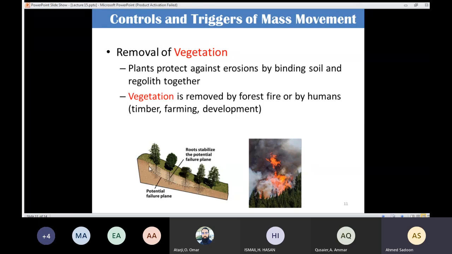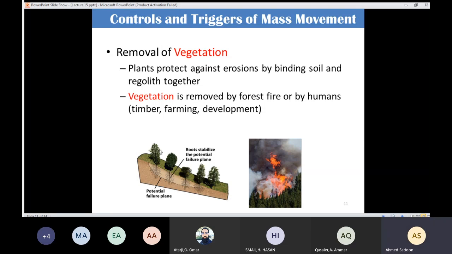So if I have a slope here, without those trees, the slope could fail. If you remove the vegetation, we are going to trigger mass movement. If I have a dangerous slope here and I remove the vegetation from that place, then that place is going to be susceptible to mass movement.